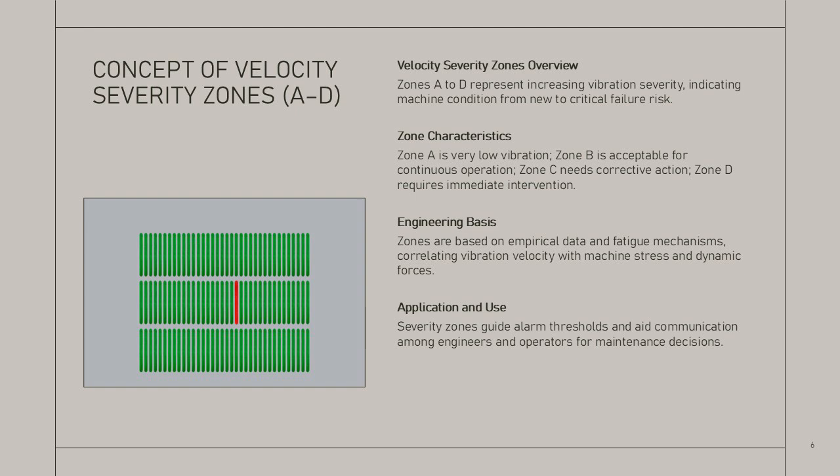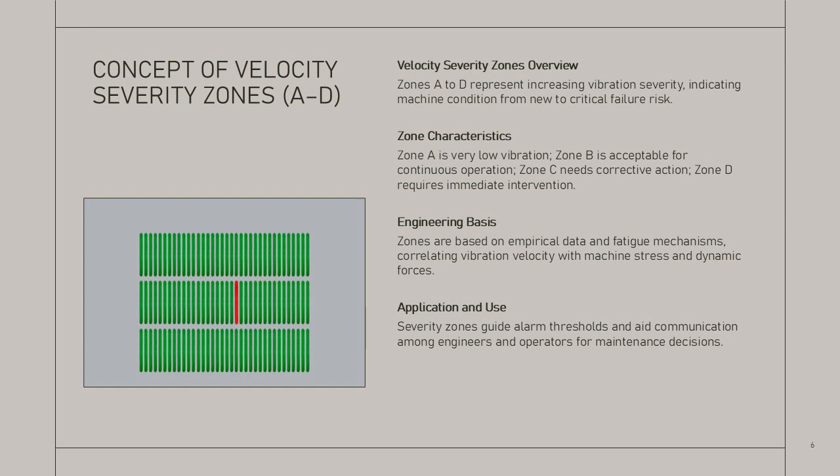Zone C indicates vibration levels that are considered unsatisfactory for continuous operation, suggesting that corrective actions should be planned to prevent further deterioration. Zone D represents vibration levels that are likely to cause rapid damage and potential failure, requiring immediate intervention. From an engineering standpoint, these zones are not arbitrary but are derived from empirical data, field experience, and an understanding of fatigue mechanisms in rotating machinery.